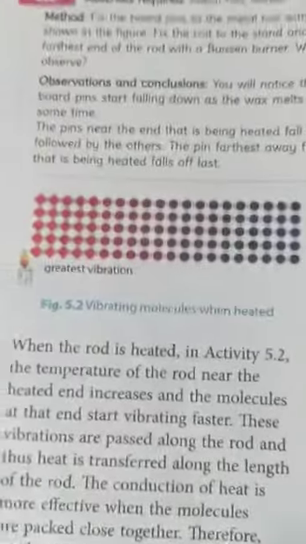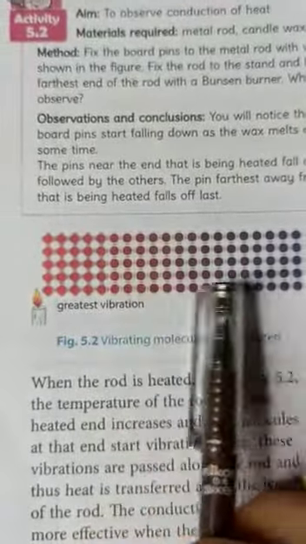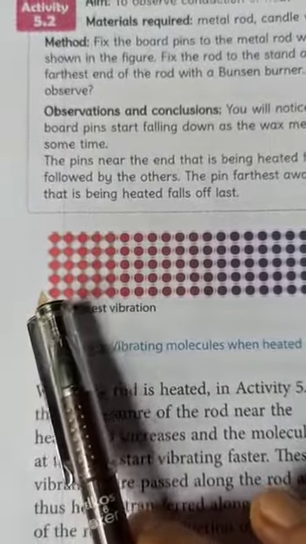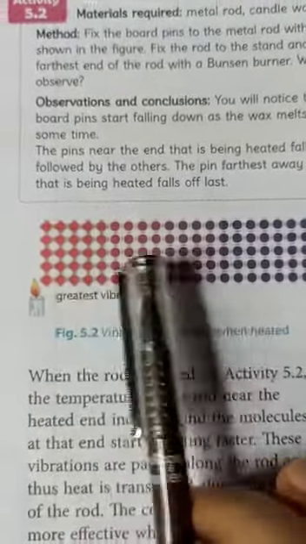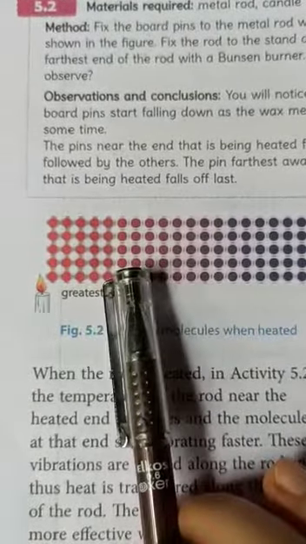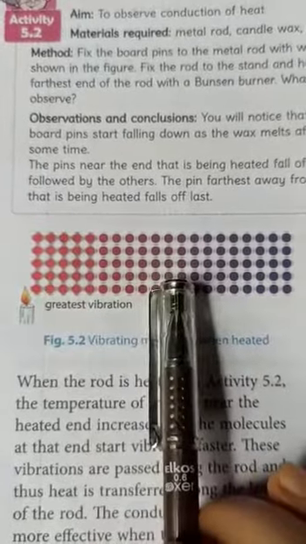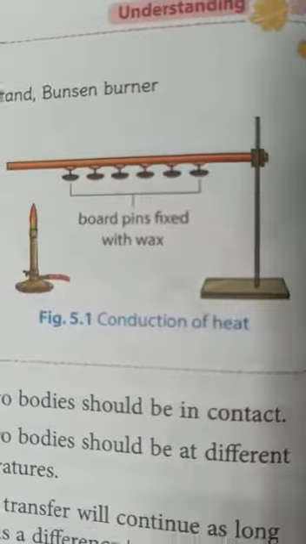Now you can see in figure 5.2 these are the molecules of the metal rod and this is the flame. When we heated the furthest point, the molecules started vibrating, and as a result heat was transferred from one point to another point, and due to this heat transfer the board pins fell off. So this was the example of conduction of heat.